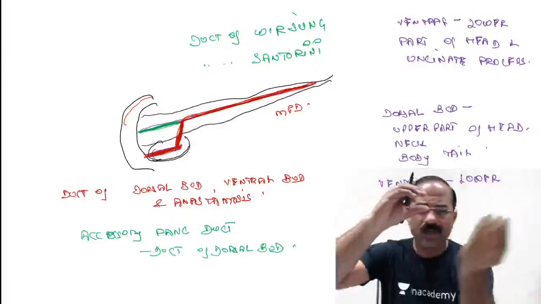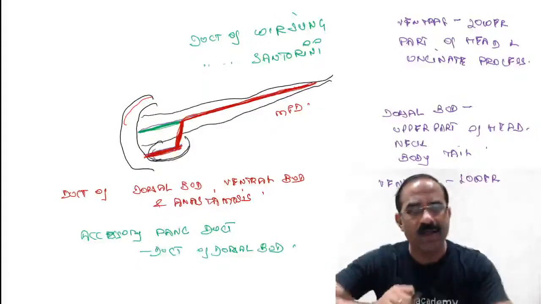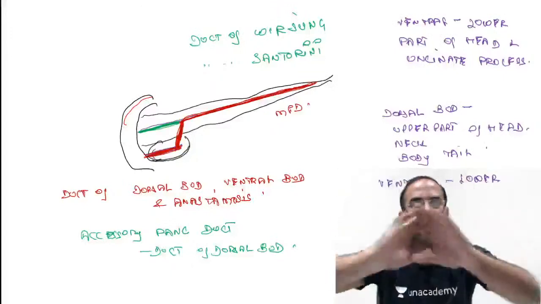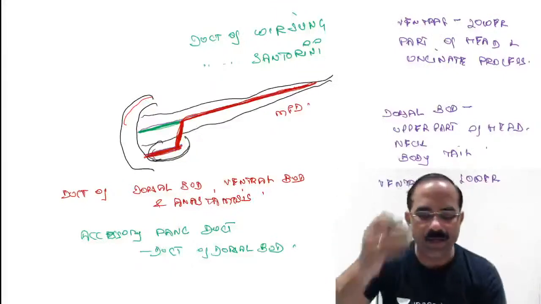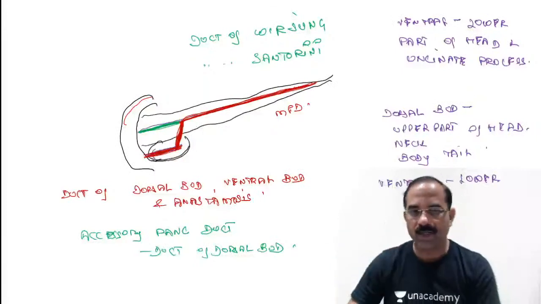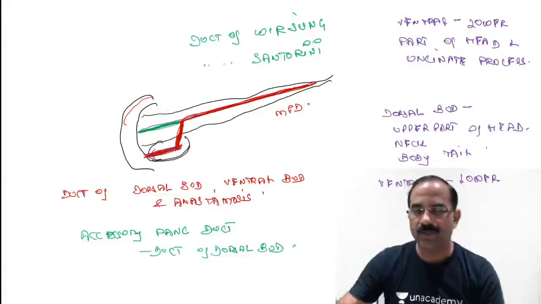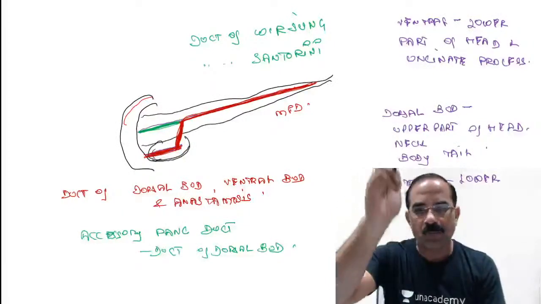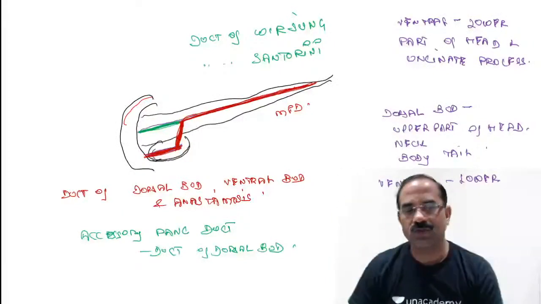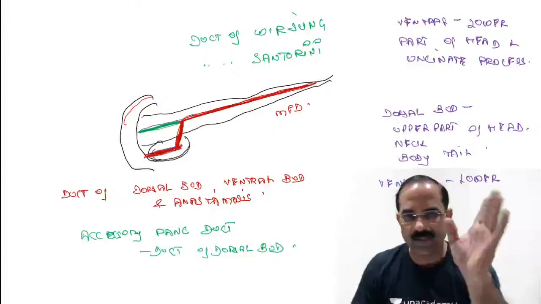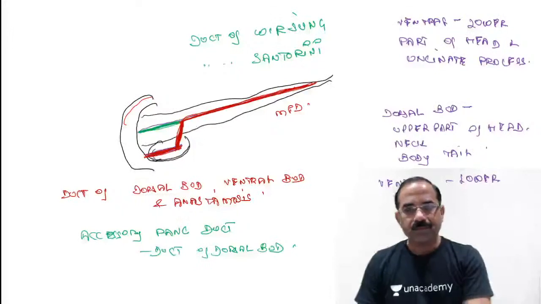Sometimes this ventral bud does not fuse with the dorsal bud. If the ventral and the dorsal bud do not fuse, we get a divided pancreas. This is what we call pancreatic divisum. So pancreatic divisum is due to non-fusion of the two pancreatic buds. Is this clear to all of you, students?